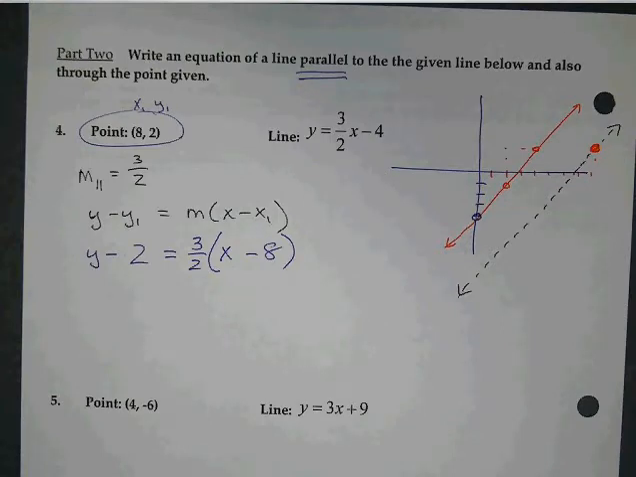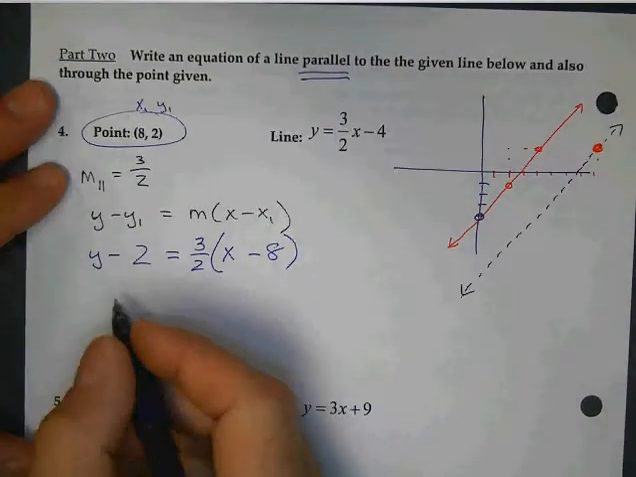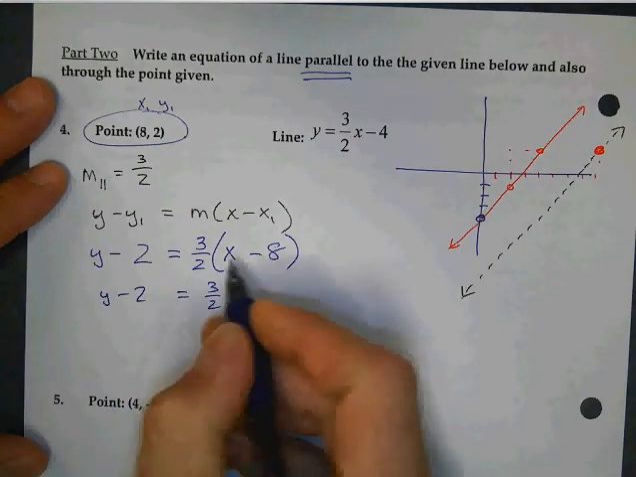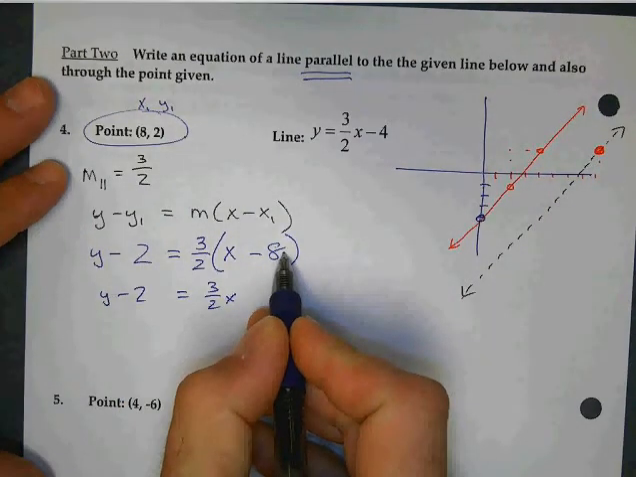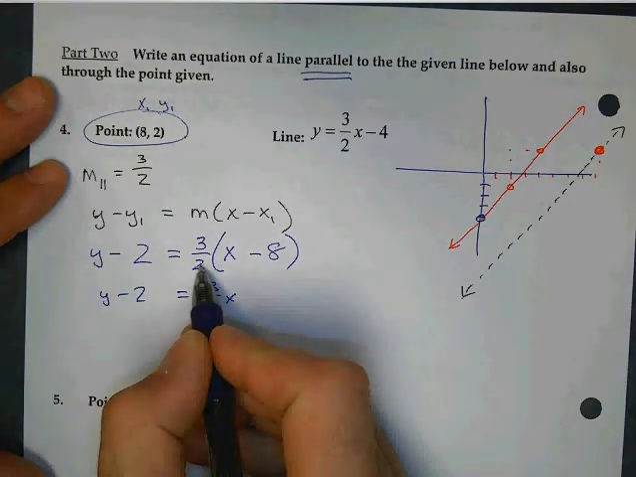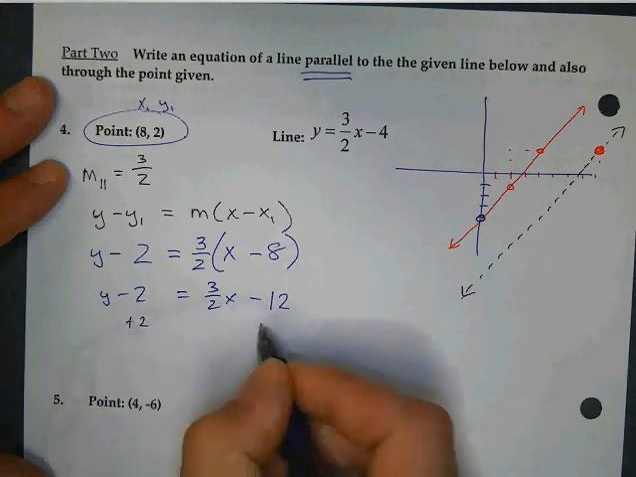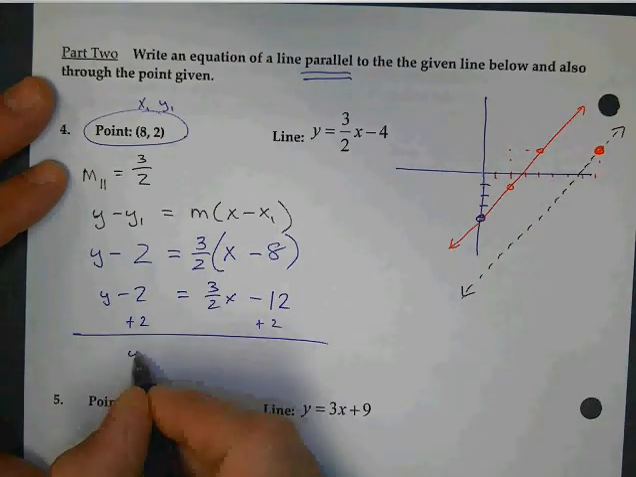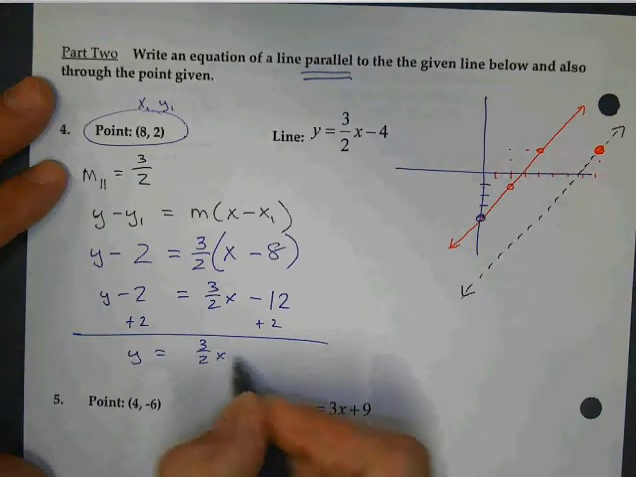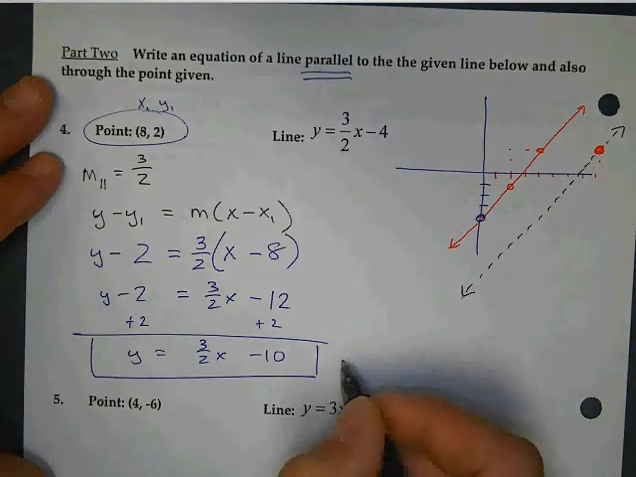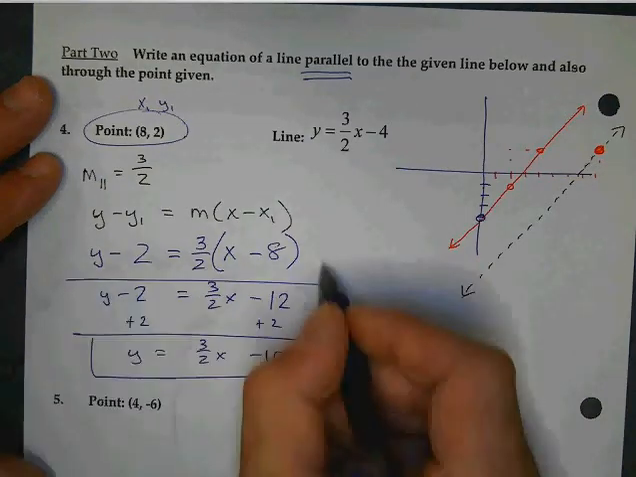We've reviewed this. Let's just say they want you to do it in slope-intercept form. What you're going to do is distribute the 3/2. 3 times 8, help me, 24, divided by 2, 12. Then bring over the 2. 3/2 x minus 10. So this bottom box is called slope-intercept form. This box is called point-slope form.